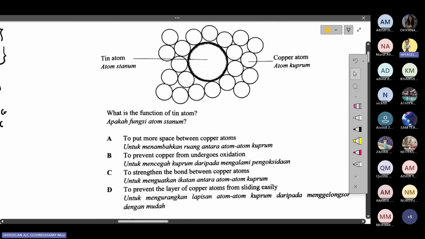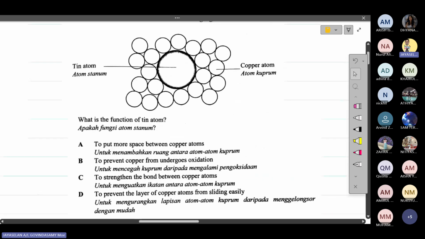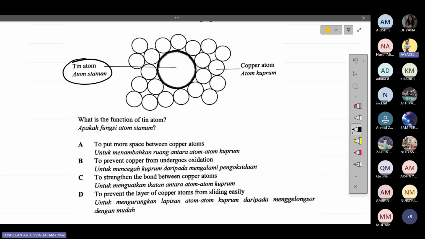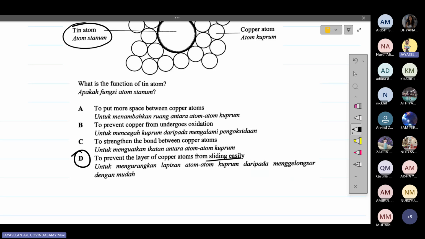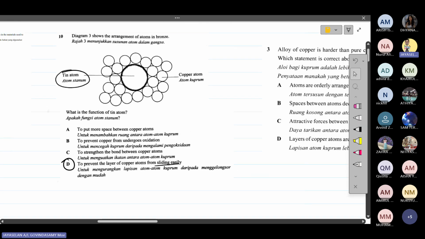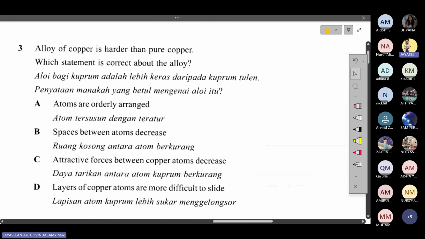Now we go for this one. The foreign particles that are present in the alloy will disrupt the orderly arrangement of the layers of atoms. It disrupts the orderly arrangement. And this prevents the atoms from sliding over each other easily. So the answer is D. Who got it right? Any question?